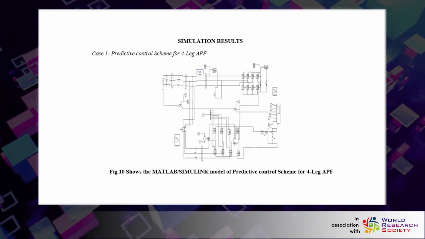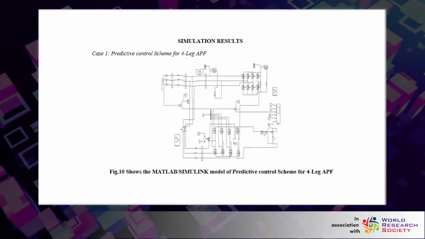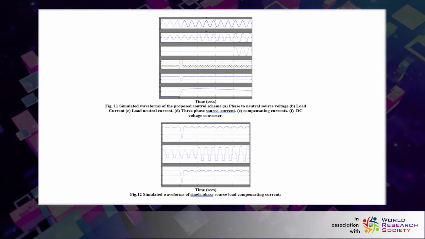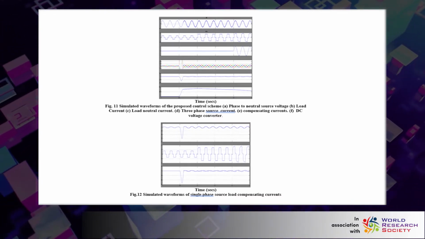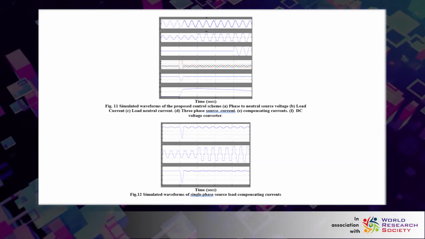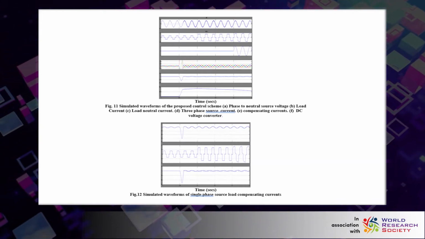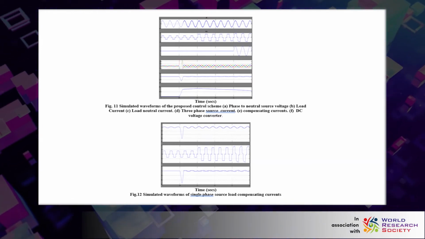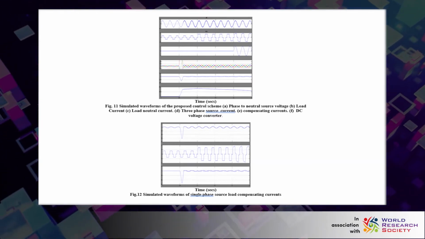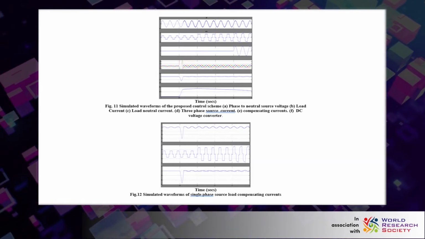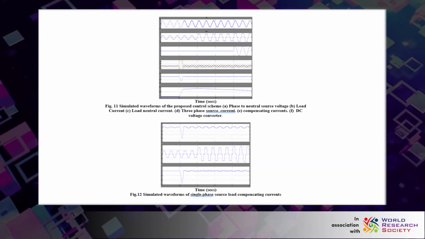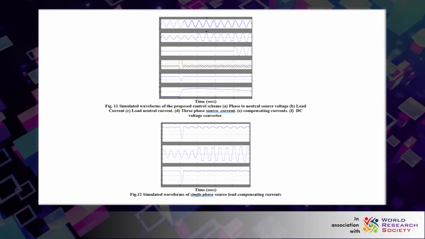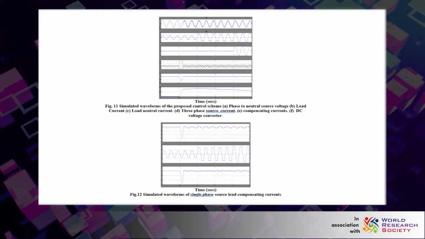This is our simulation with the predictive control scheme which we have used, and these are the results which we have proposed. The first one is the phase to neutral source, the second one is the load current, and the third one is the load neutral current at the PCC point, along with the three-phase source current and compensating currents. After the fault occurs, we show how we are compensating it, and the DC voltage converter. At 0.5 to 0.6 seconds we have given a fault through a circuit breaker. Based on that, it is rectified.